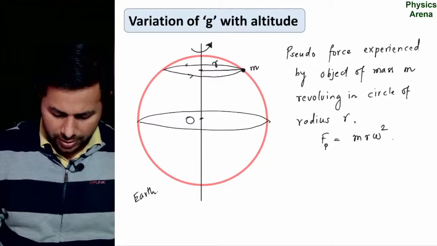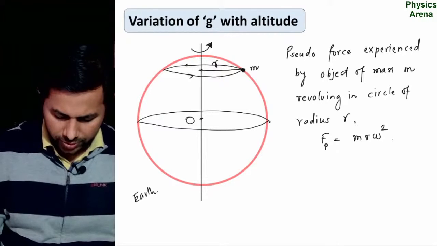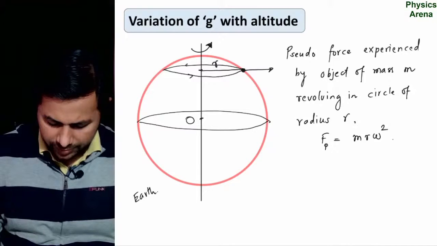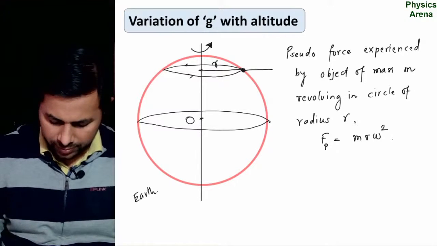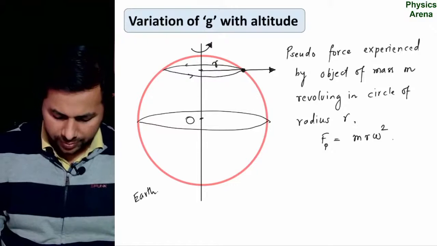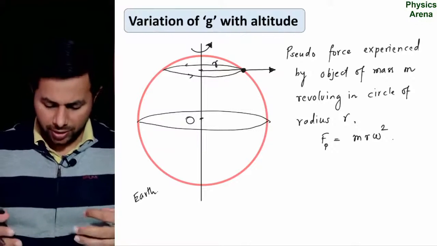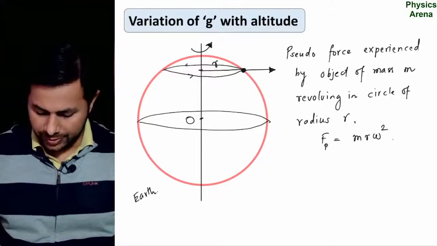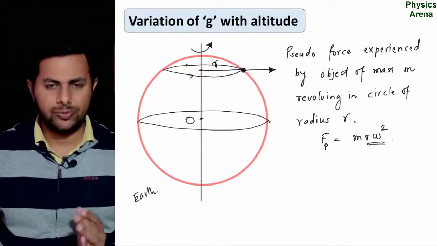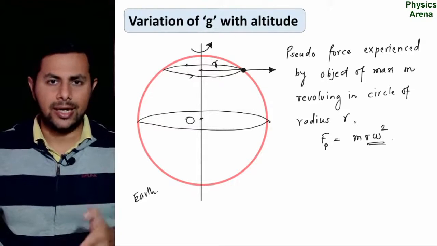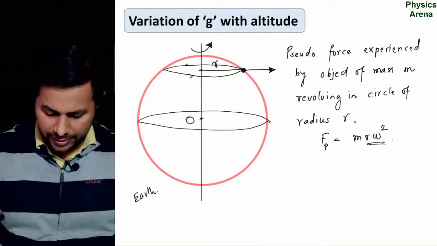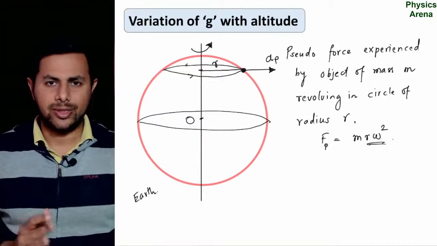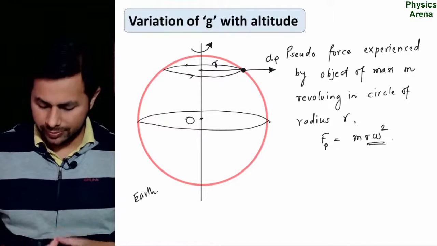So now this force, the pseudo force, will act in this direction, and an object over here, let's say a person over here, will feel an acceleration in this direction. Whose magnitude will be what? This force divided by mass. It is r times omega squared. So that acceleration, let's call it a suffix p because it is due to the pseudo force.